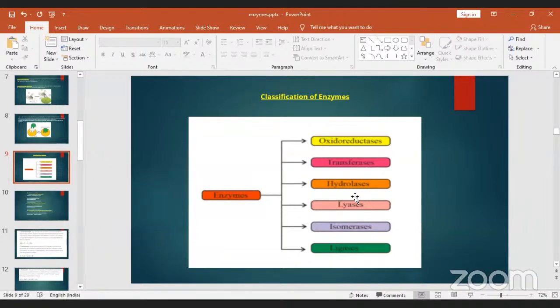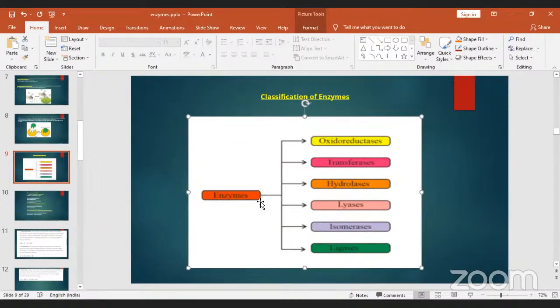In the year 1964, the International Union of Biochemistry classified enzymes into 6 major classes. They are oxidoreductases, transferases, hydrolases, lyases, isomerases, and ligases.